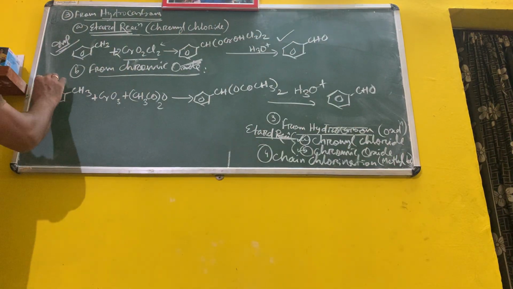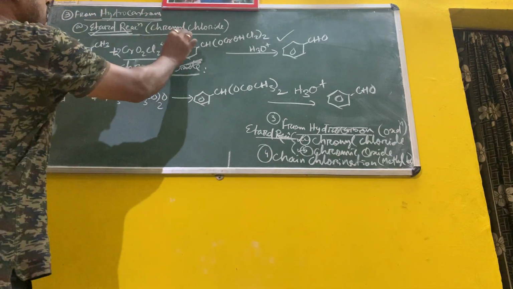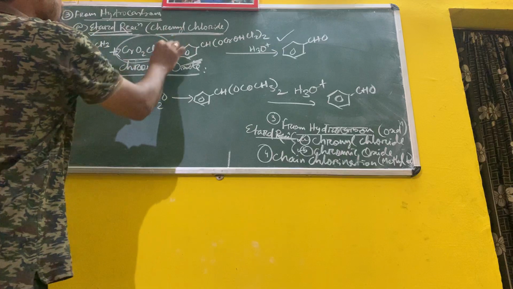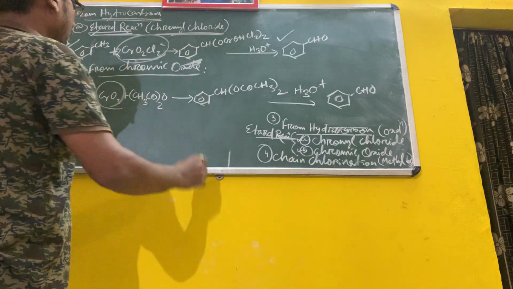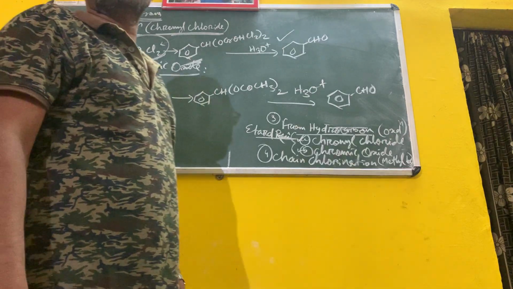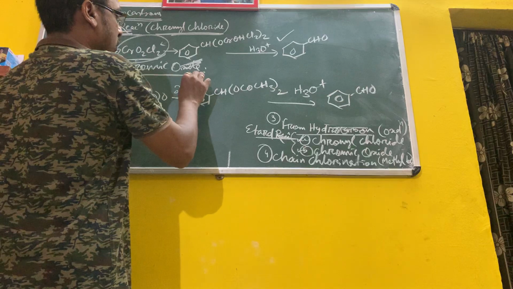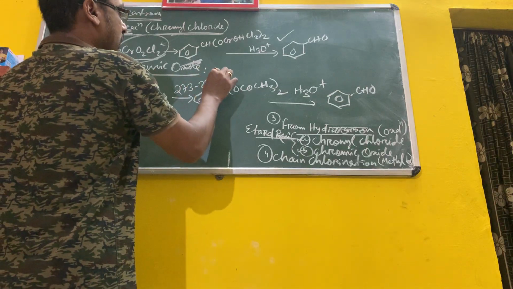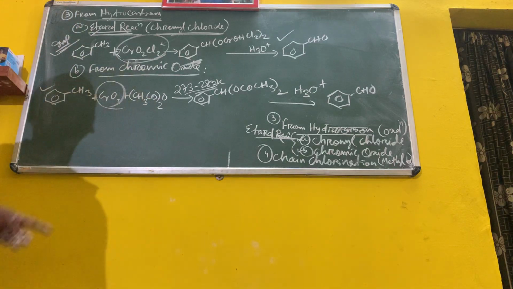So this is the preparation from chromic oxide, that is the Etard reaction from chromyl chloride. This is the formula of chromyl chloride, this is the chromic oxide. And you can also write the temperature, 273 to 283 Kelvin. So these are all about the process.